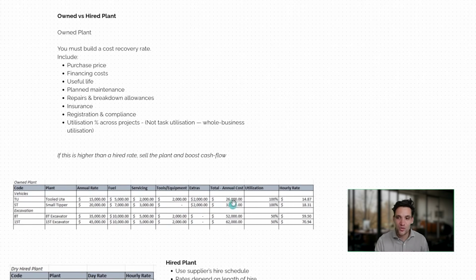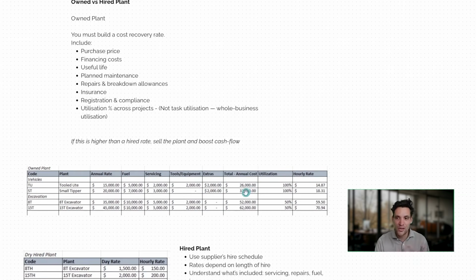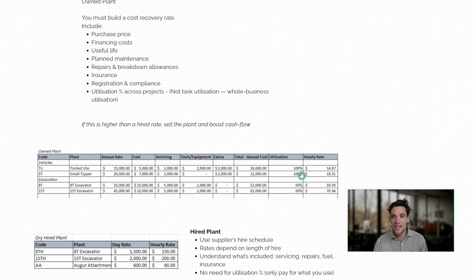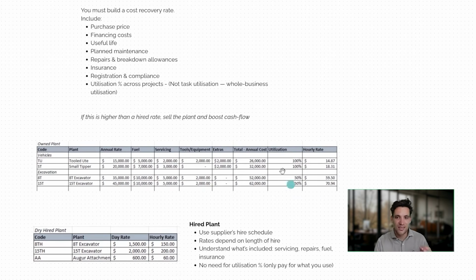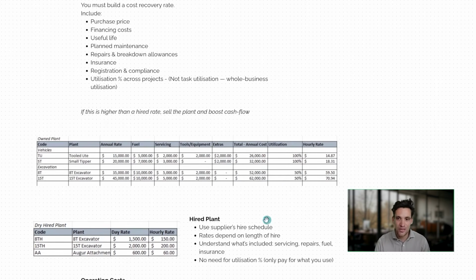That gives you an annual running cost of that bit of plant for $26,000 a year. If it's 100% utilized, that would equate to an hourly rate of $14.87 per hour. That would assume 2,000 hours per year. But again, if this utilization drops to 50%, then that rate would actually double. So it's very important what percent of your time you're allocating that plant to projects.